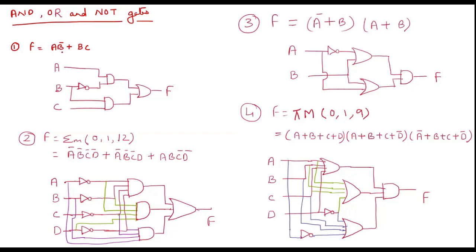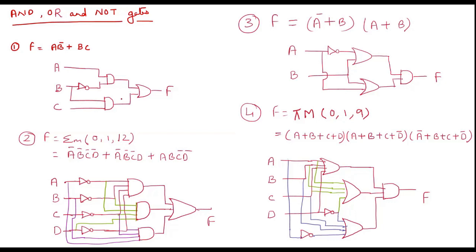Now the first min term is A B complement. That means I need an AND gate which should give me A B complement. So I have taken an AND gate and connected A and B complement, and I get the result A B complement. Similarly for BC, I have taken B from the back of the NOT gate and C directly to the AND gate, and this AND gate is giving me BC.